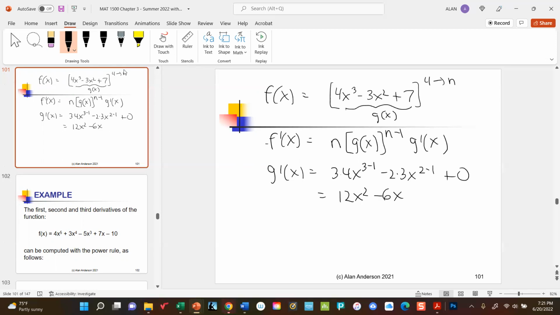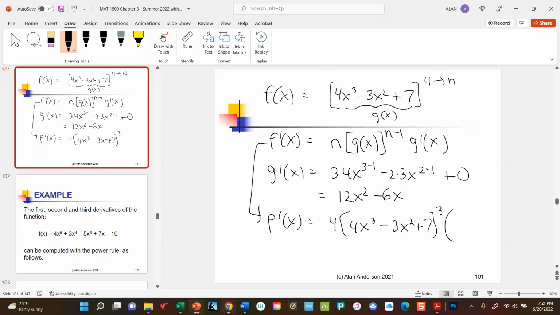All right, and so based on this rule, the derivative must be 4, that was the original exponent, times g of x, the original function, 4x cubed minus 3x squared plus 7, cubed, because it's n minus 1, and then we multiply that by g prime of x, 12x squared minus 6x. And we're done. Now, again, you may want to simplify it a little or do something with it. It's fine the way it is for our purposes, but if you need, for example, to evaluate this at a specific constant, it's possible that you may want to simplify it, but it's fine the way it is.